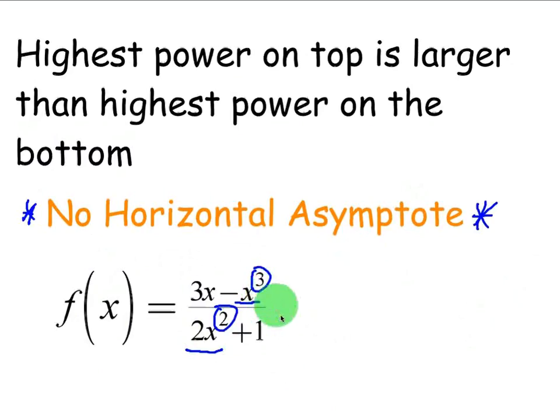Now notice I didn't look at the first power. The first power on the top is 1. I looked at the biggest. So again, highest power on the top is larger than highest power on the bottom. There will be no horizontal asymptote.